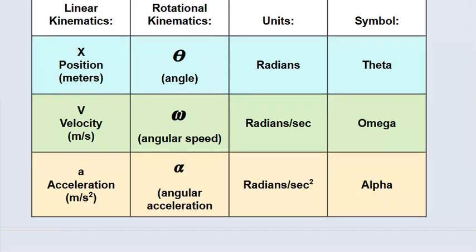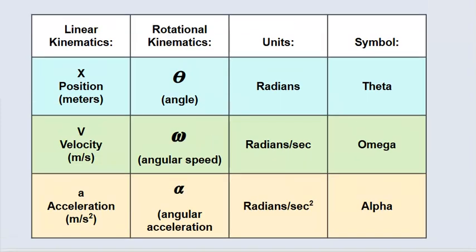All right, so this is the chart that you may want to write down that has all of the information on it. Linear kinematics, x becomes theta, v becomes omega, a becomes alpha. Okay, and you can pause and record any of that you want to.